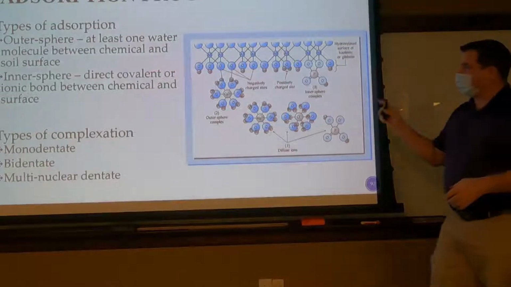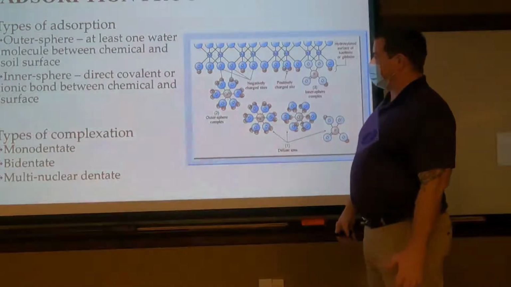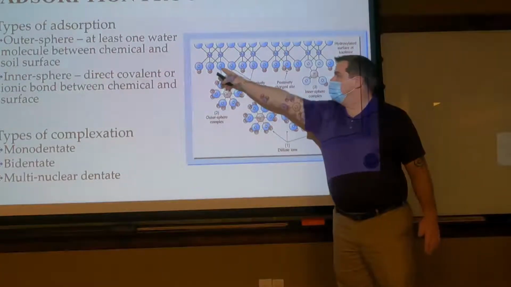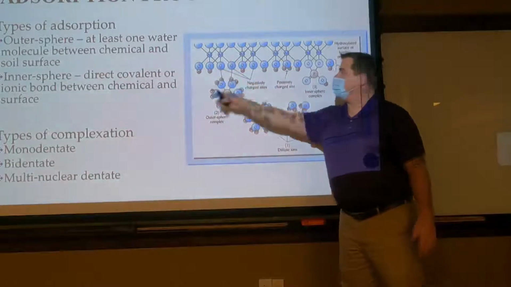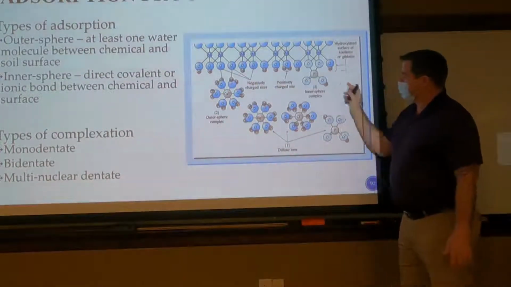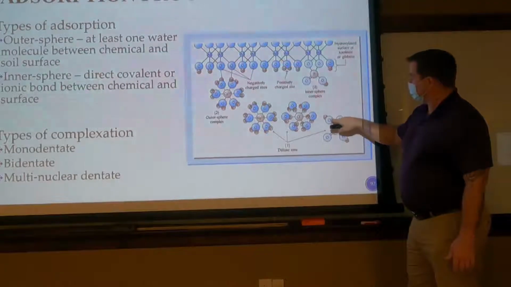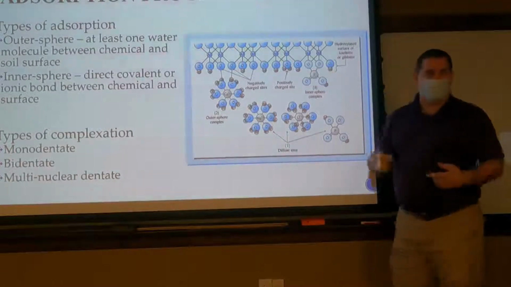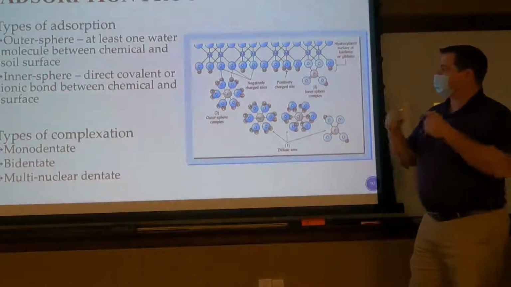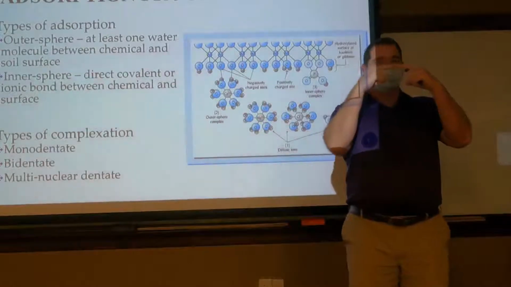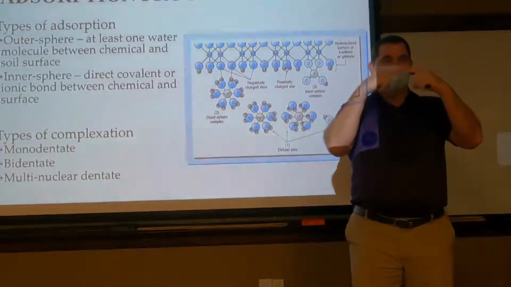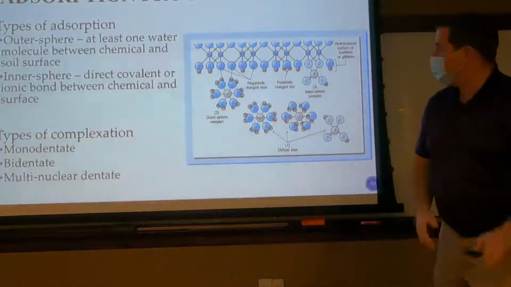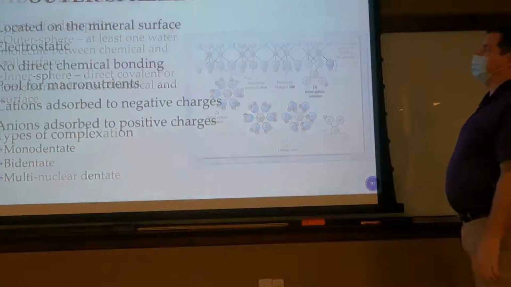All right, so remember we've been talking about these two types of adsorption. Outer sphere, where we have this water molecule that's adsorbed to this oxygen on the outer edge of that clay material. And then we also have this phosphate that forms a covalent bond. So outer sphere is an attraction like a magnet. Inner sphere is they're locked in because they share that covalent bond.